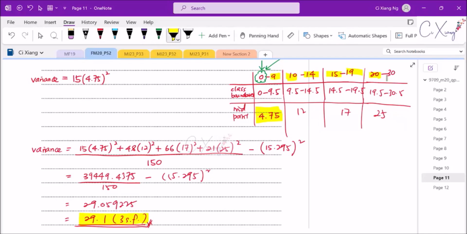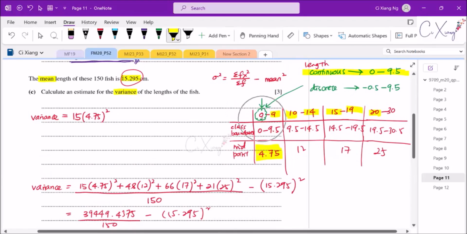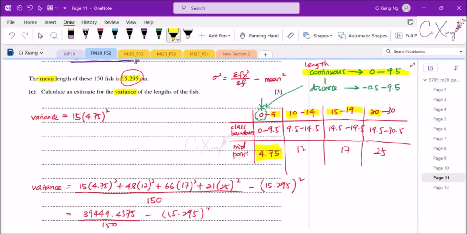So this is how we solve this question. Please take note of the grouping that always starts from 0. There's a small difference between continuous and discrete data.